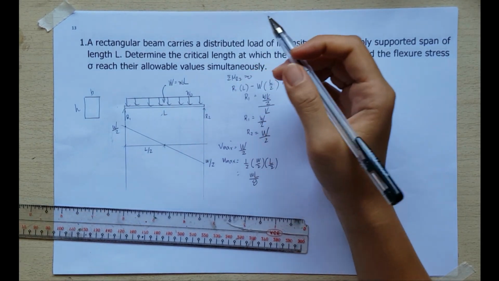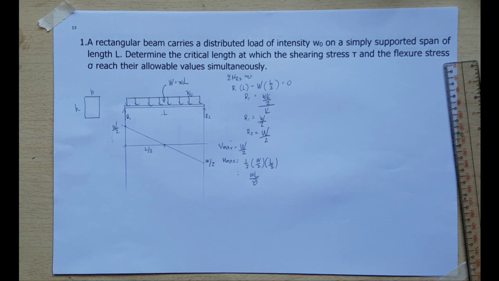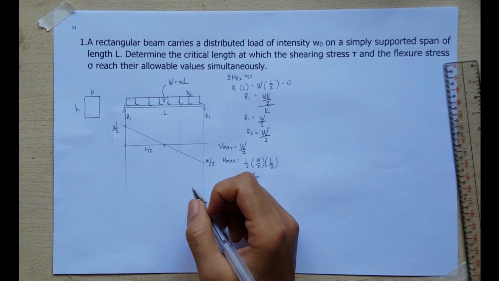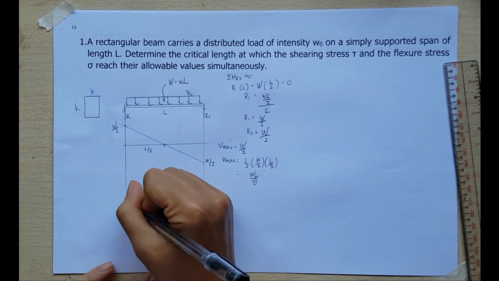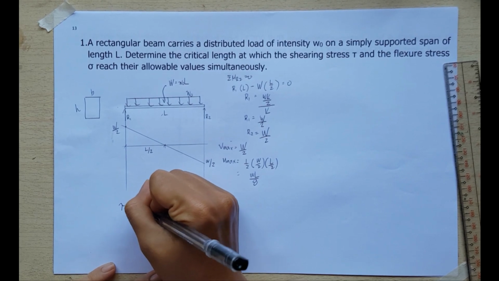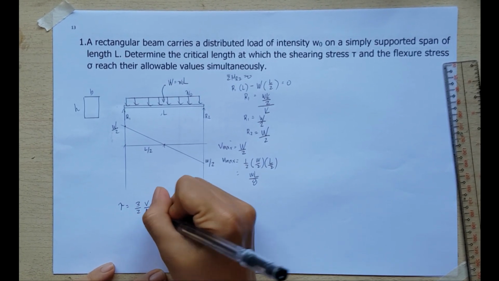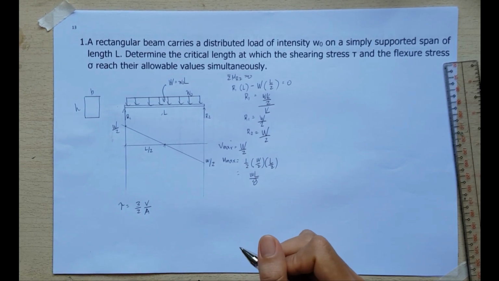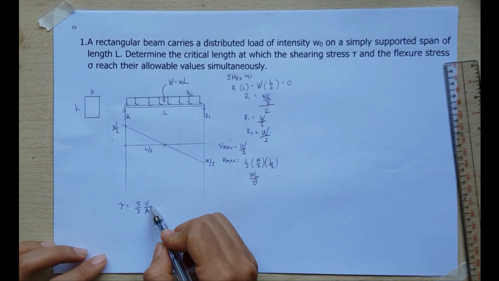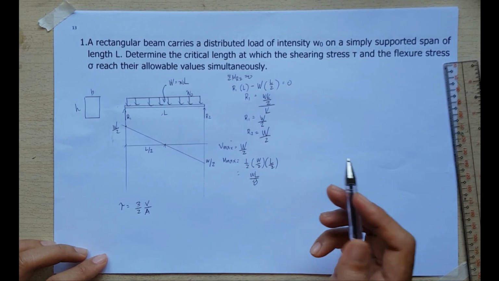And take note, we have a formula for shearing stress that is applicable for a rectangle. The shearing stress for a rectangle is equal to 3 all over 2 multiplied with the shear force all over A. So let us substitute the value of the shear force with the maximum shear that we have.